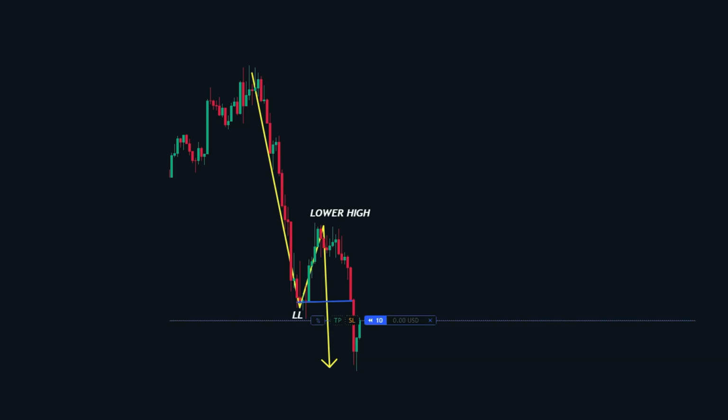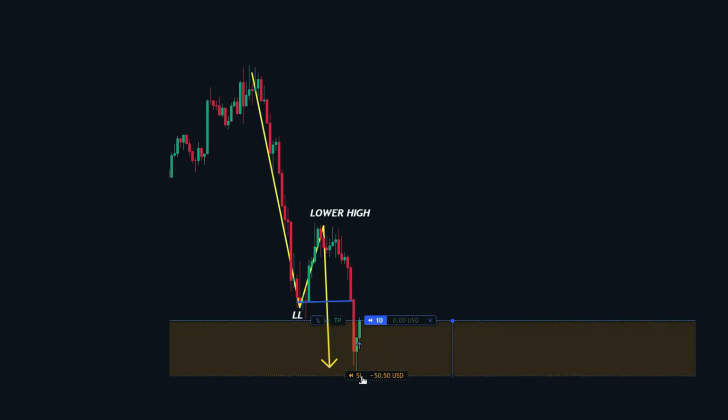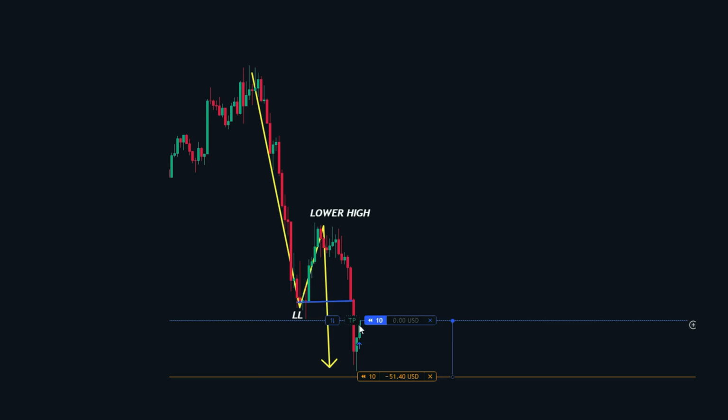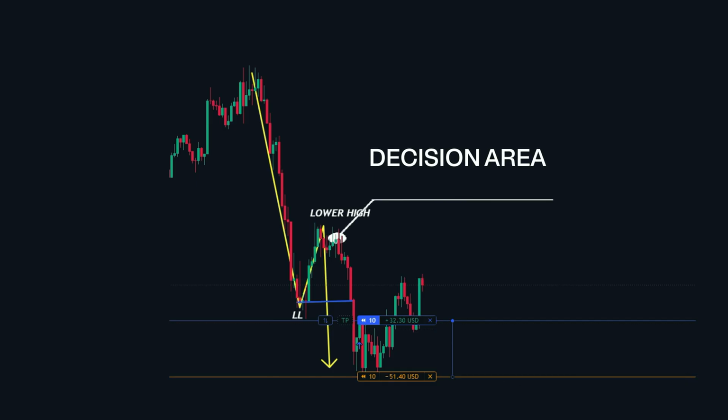The mistake traders make here is simple. They enter the pullback before checking the lower high, lower low, AOC, confirmation, and invalidation. They look at the pullback and think price is reversing. But technically, the pullback is moving back into a decision zone.